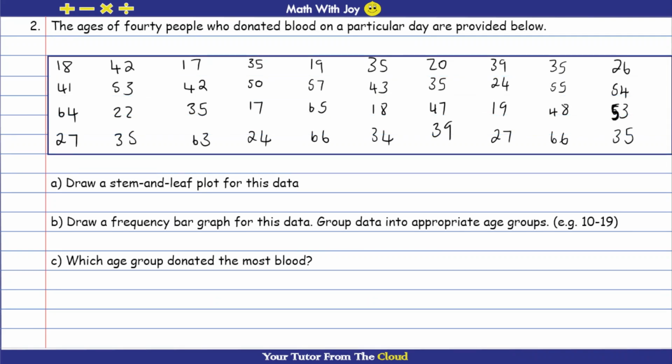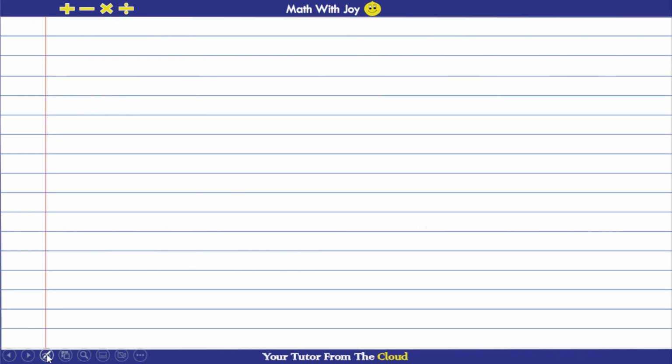Now let's go to example number 2. They say the ages of 40 people who donated blood on a particular day were provided below. So we had in total 40 people that participated in our survey, or who actually donated the blood. The very first question is draw a stem and leaf for this data. So I will answer this on the next page.